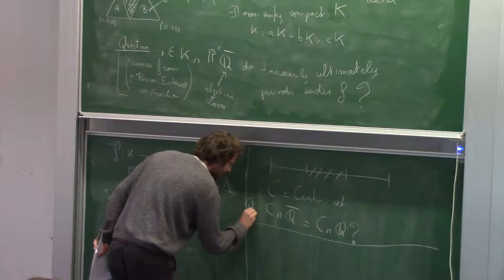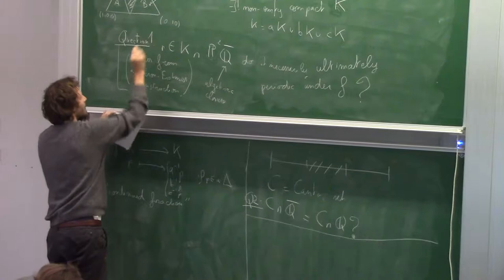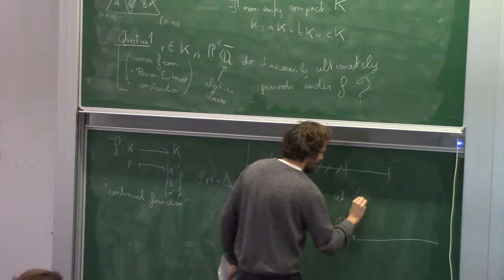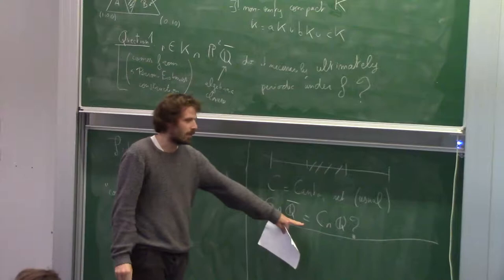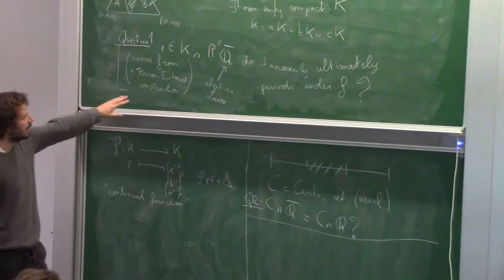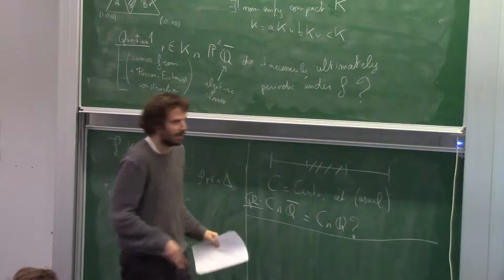Question two. C is the usual Cantor set. Try it. But nobody knows whether it contains some non-trivial algebraic points. And nobody believes it does. The believed answer is that it is equal, so this is why I wrote it this way. And I believe the answer to this question is also yes. Conjecturally, yes, I would say.